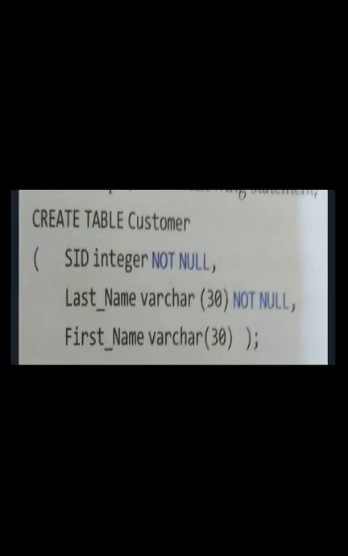Now we'll start with the create table command. Create table customer, SID integer, not null. So this is the constraint that is provided. Last name varchar 30, not null. So the not null constraint is provided. That means these two fields cannot be left blank, and we cannot even write null over here.